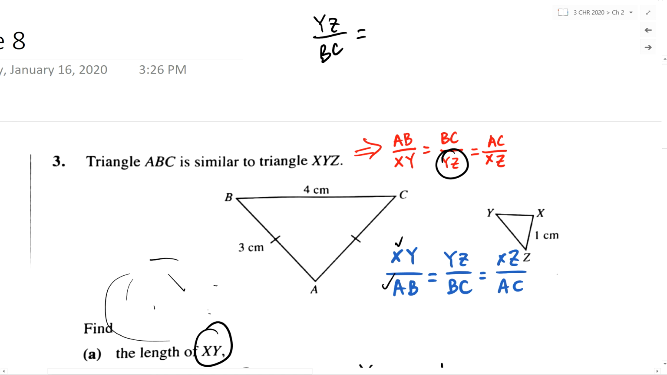So actually I should have written it down. This is also 1 cm in my diagram. So choose the fraction you want. For example, XY over AB. Okay, so do the substitution. YZ over BC. BC is 4. XY is 1. AB is 3.